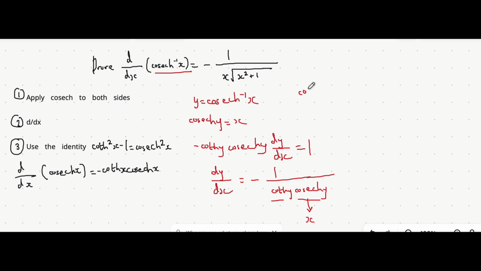Now, coth itself, if we make that the subject of the formula, is going to be cosec squared plus 1, and then all square rooted. So let's write that out. Cosec squared plus 1, and then all square rooted. I didn't bother writing x's or y's inside. You get the idea. Now cosec, because we mentioned that that's equal to x, we can write this out as the square root of x squared plus 1. So now that we know we can replace coth of y with the square root of x squared plus 1, we can write this out as minus 1 over x multiplied by the square root of x squared plus 1. And that's your final answer to this question.